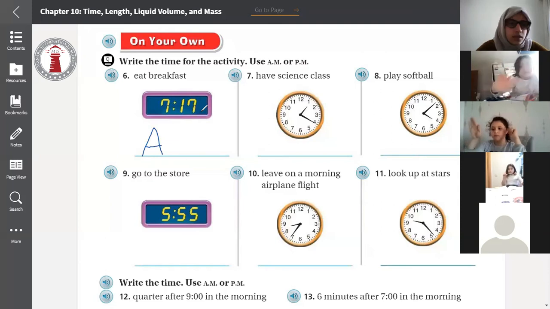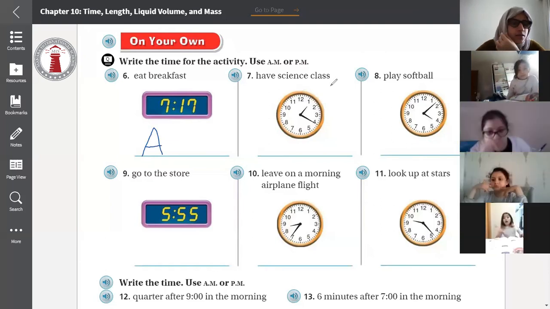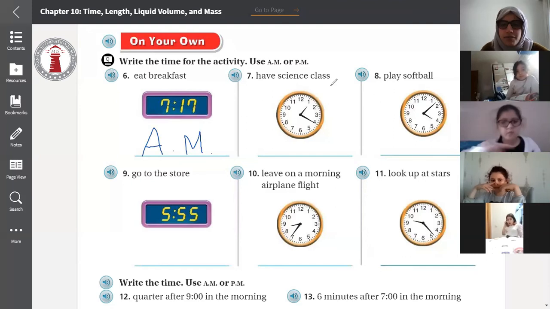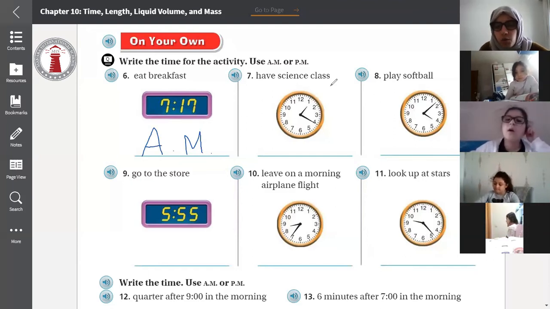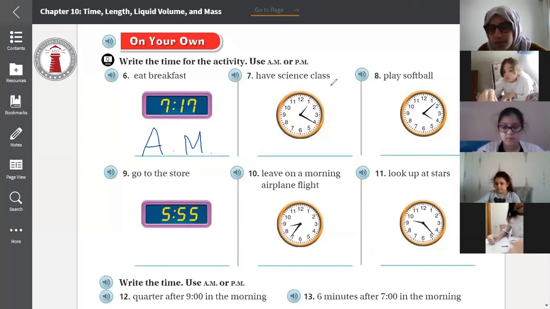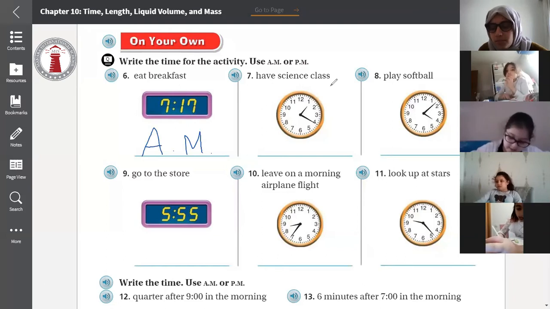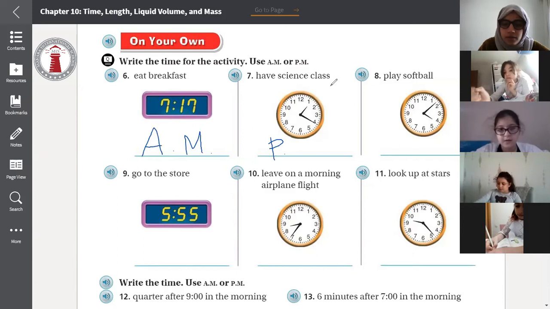Next, Hadiya. Number 7, have science class. It's 1:20. Is this something you do AM or PM? AM. So 1:20 AM is in the middle of the night. Do you have science class in the middle of the night? No. Do you have science class at noon, Dhuhr time? Yes. So it's PM. Noon time is PM.